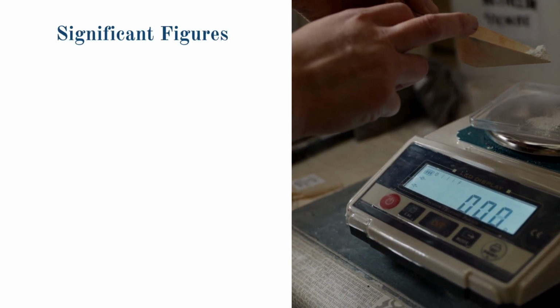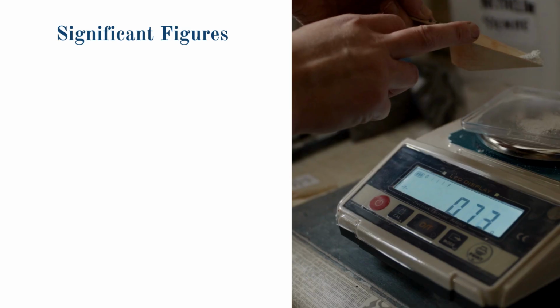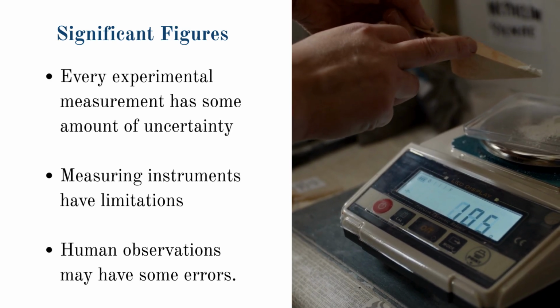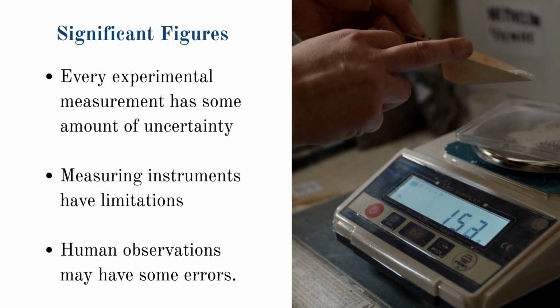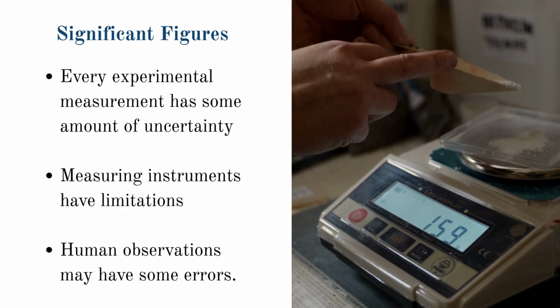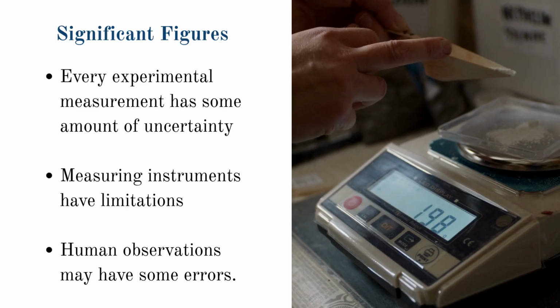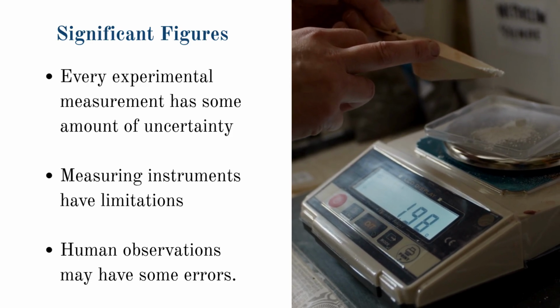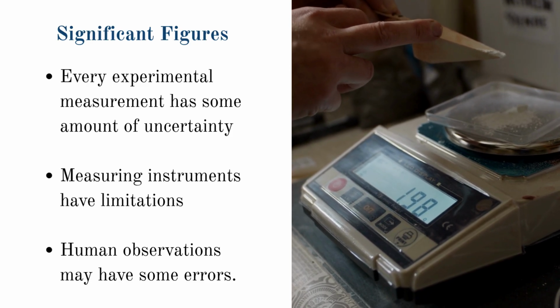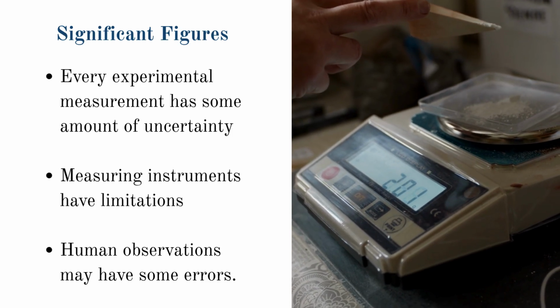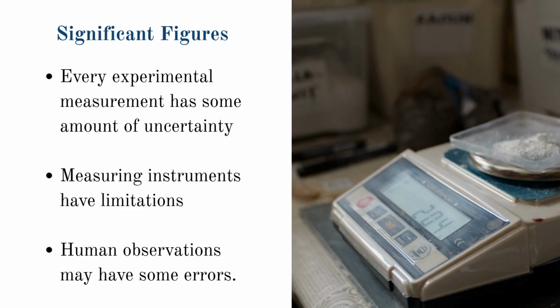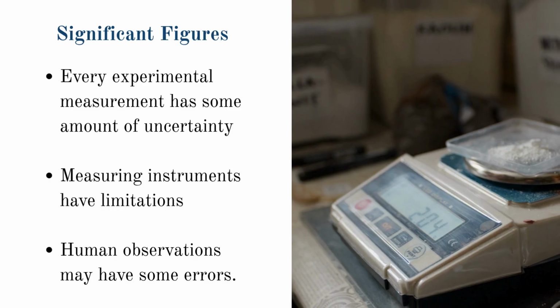Now let's move to our another topic, significant figures. Every experimental measurement has some uncertainty. Why? Because measuring instruments have limitations and human observations may also introduce small errors. No measurement is perfectly exact. That is why we need the concept of significant figures.